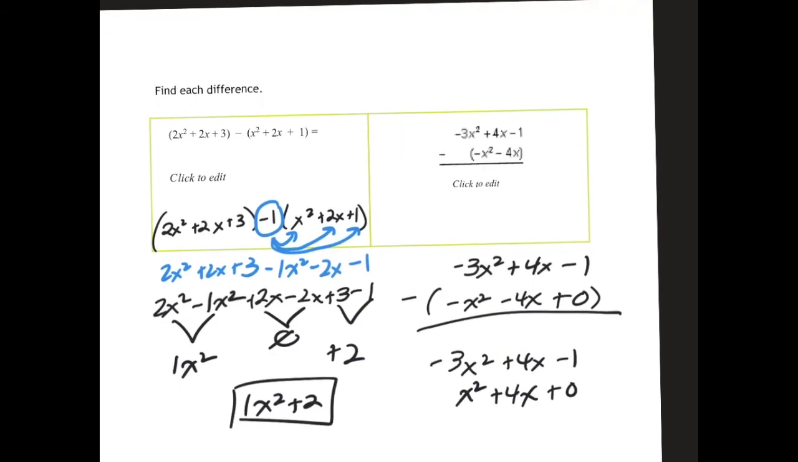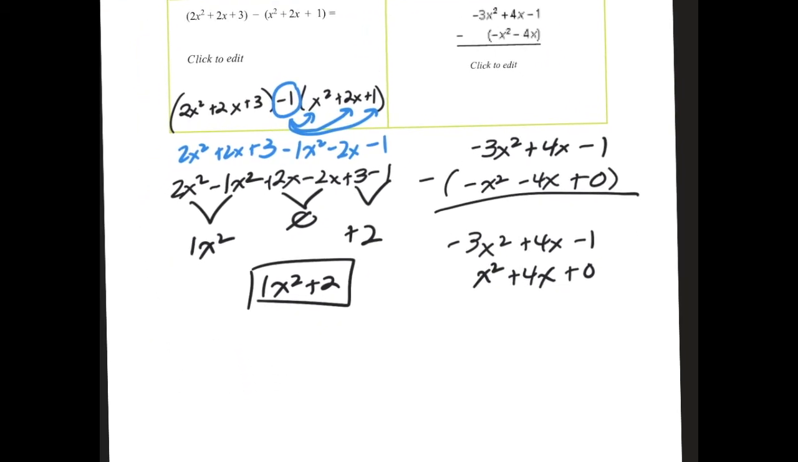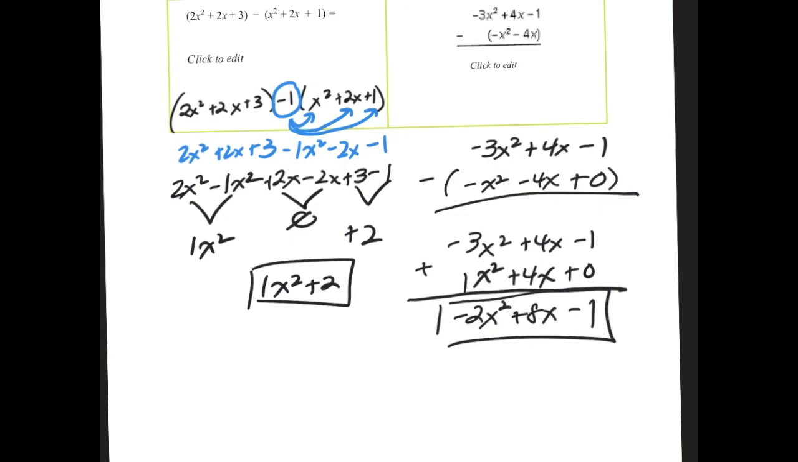And now, because I just multiplied by negative 1, I can just add my two polynomials together. And I can go down each column. So I have negative 3x squared plus 1x squared, right? That's what that means. And that's going to give me negative 2x squared. I have 4x plus 4x, right? So I'm reading down this column. So that's going to give me 8x. I have negative 1 plus positive 0, which is going to give me negative 1. And that's going to be my final answer.